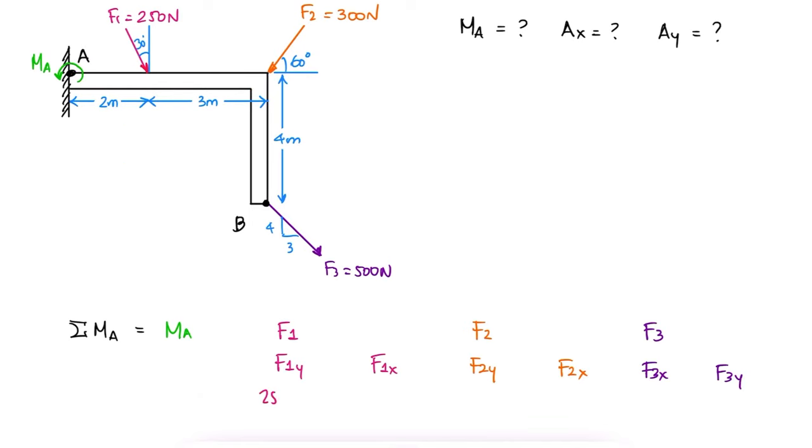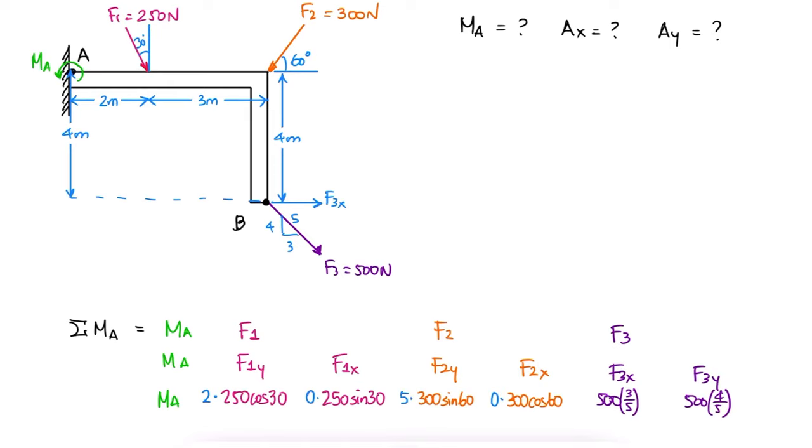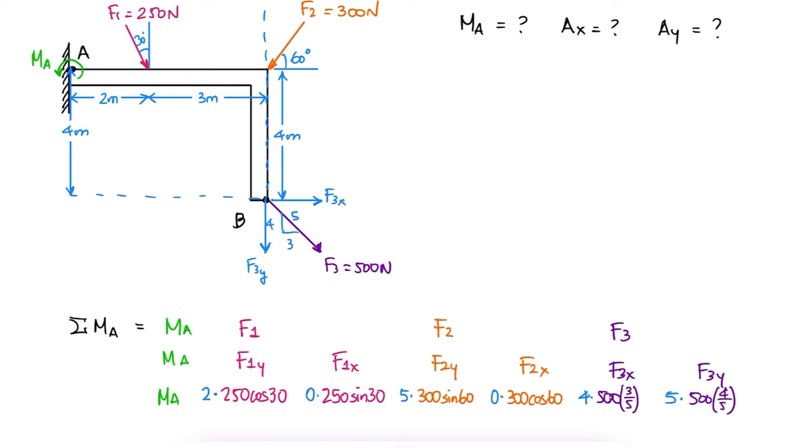For this reason, we'll find the x and y components of each force, multiply each by the perpendicular distance to point A, for example, 2 meters from A to the y component of F1, or 4 meters from point A to the line of action of the x component of F3, and 5 meters to the y component of F3, and finally, depending on the counterclockwise or clockwise rotation, MA assumed to be positive, F1y causing a clockwise rotation, as does F2y, counterclockwise for F3x, and clockwise for F3y. The components of the forces whose line of action pass through A, like F1x or F2x, will have a distance of 0 and therefore the sign doesn't matter.